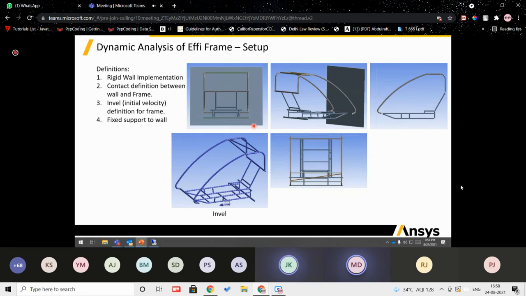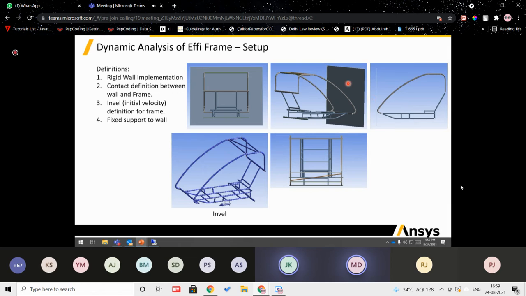Then we have to define some velocity conditions as an initial condition. Initially this frame will have, let's suppose, 35 kilometers per hour or maybe 50 kilometers per hour, based on your application, or maybe the maximum speed of your vehicle. Based on that we define the initial velocity. With this velocity, from the very initial moment of the simulation itself, it will start moving, and after some time it will hit this wall, and then we can understand how the deformations are coming and what modifications we have to do. So both things we will analyze.